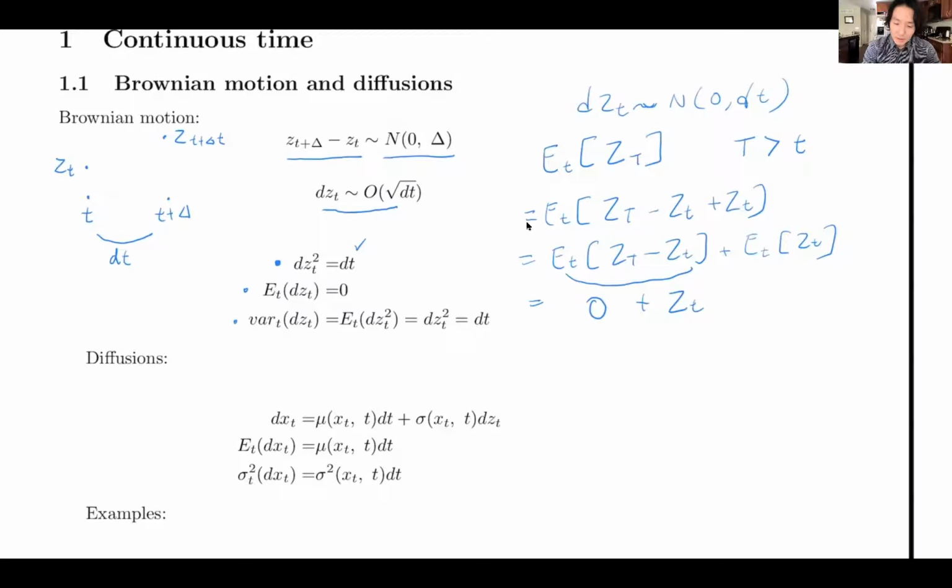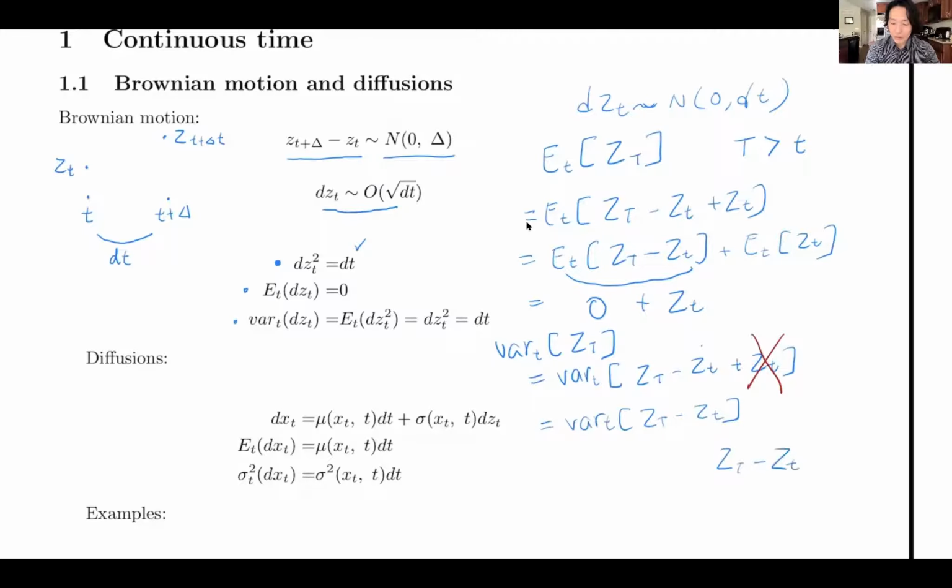And you can similarly calculate the following, the time t variance of zs. How can you do it? In the same fashion. We subtract and add the same number. But given the time t information, this is just a constant, so you can just ignore it. And we know that the difference in two Brownian motions is a normal random variable with mean zero and variance of s minus t. Therefore, this is simply s minus t. So these properties you should be very familiar with, and you should be able to derive them at any time.